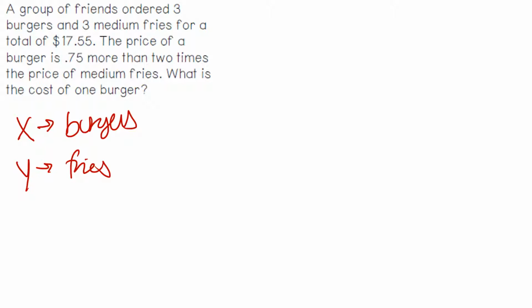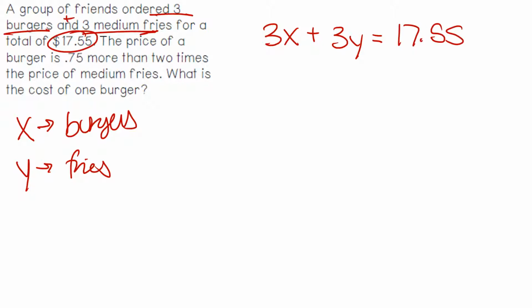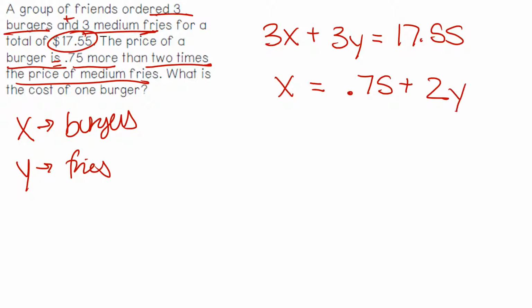So in this problem, it says they ordered 3 burgers, so that would be 3x, and 3 fries for a total of $17.55. It also tells us that a burger is, so that's x, equals, 75 cents more, so 75 cents plus 2 times the French fry, 2y.